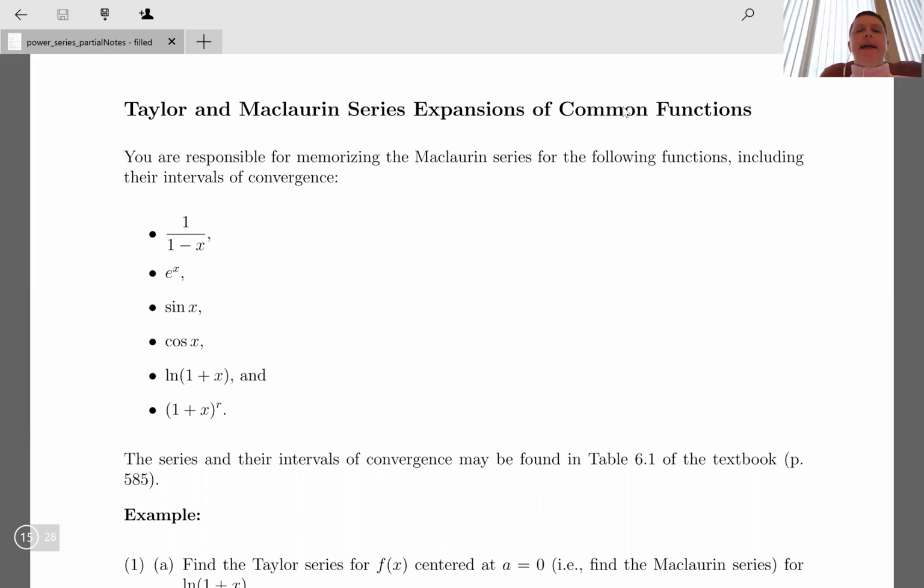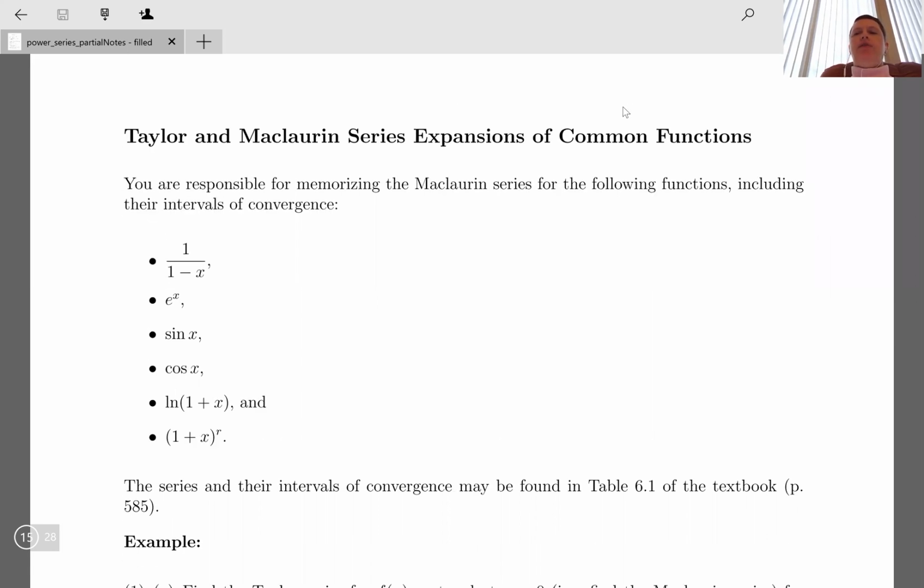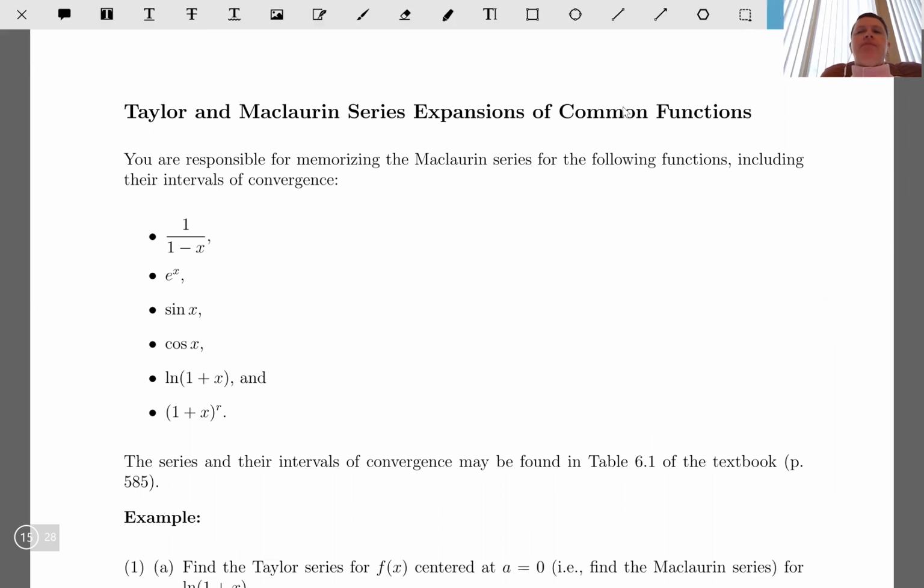Okay, I'm back. Alrighty, so Taylor and Maclaurin series expansions of common functions is what we're going to work on for this video, which will most definitely be shorter than my previous one.